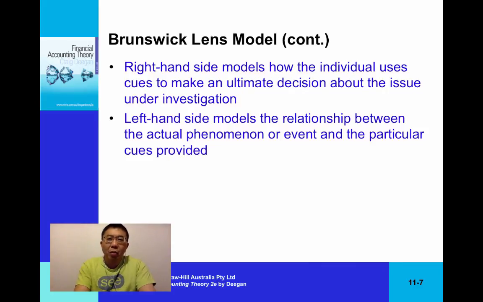So the right-hand side models how the individual uses the cue to make an ultimate decision. As I said, the right-hand side represents the potential student, and how you make that decision to decide which student is likely to be successful. And the left-hand side models the relationship between the actual phenomenon or event with the cue. So which cues will achieve your goals, or achieve your desired result at the end of the day. In the case of the MBA student, which cues would enable us to find out the students that are most likely to succeed.